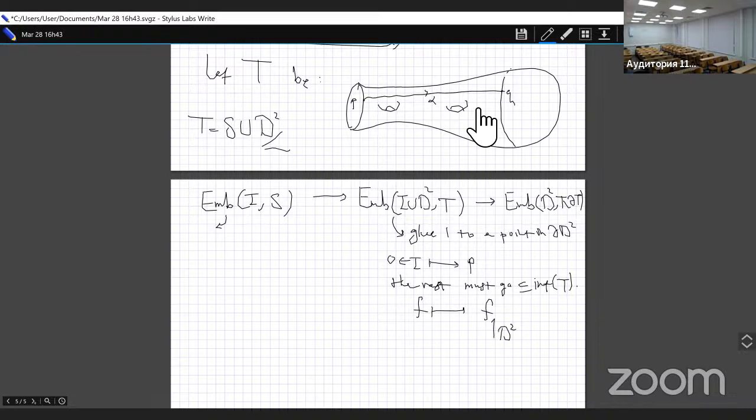Yes, but D2 basically is the disk we added, so it doesn't go to... No, it's not this disk. No, this D2 here is not this D2. No, it's just different. I mean, it can be everywhere.